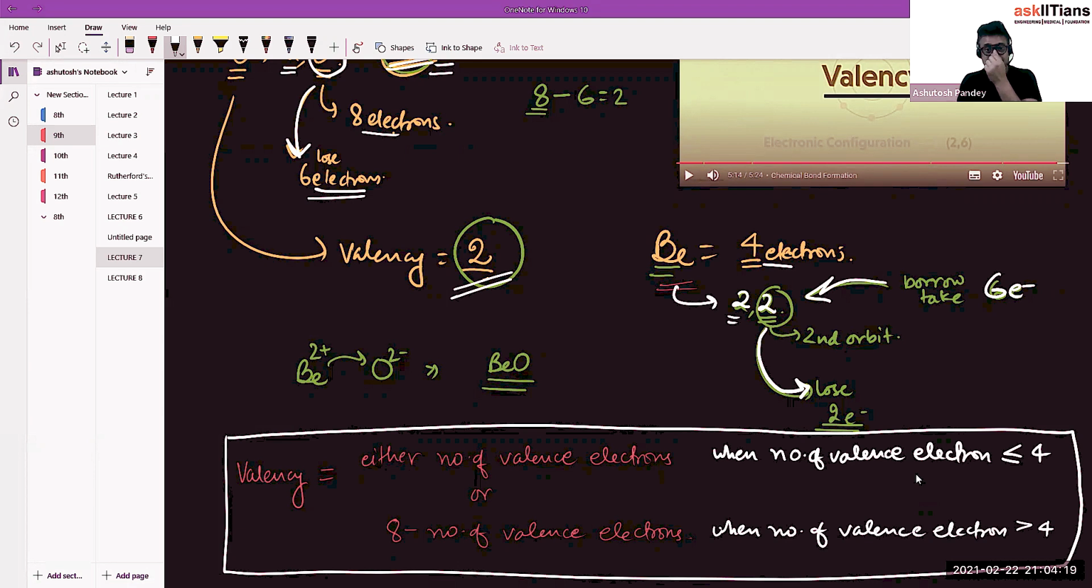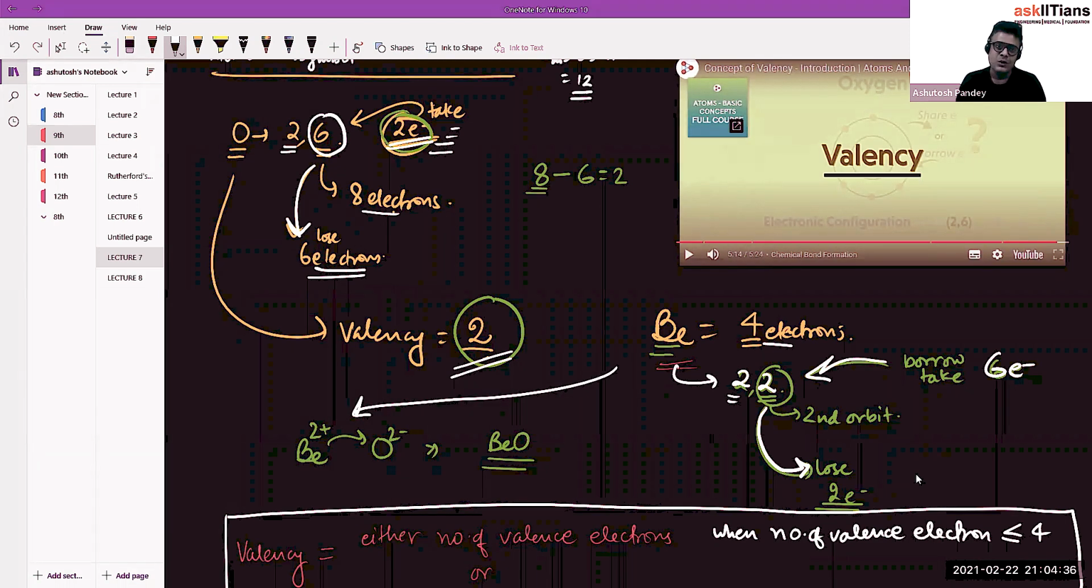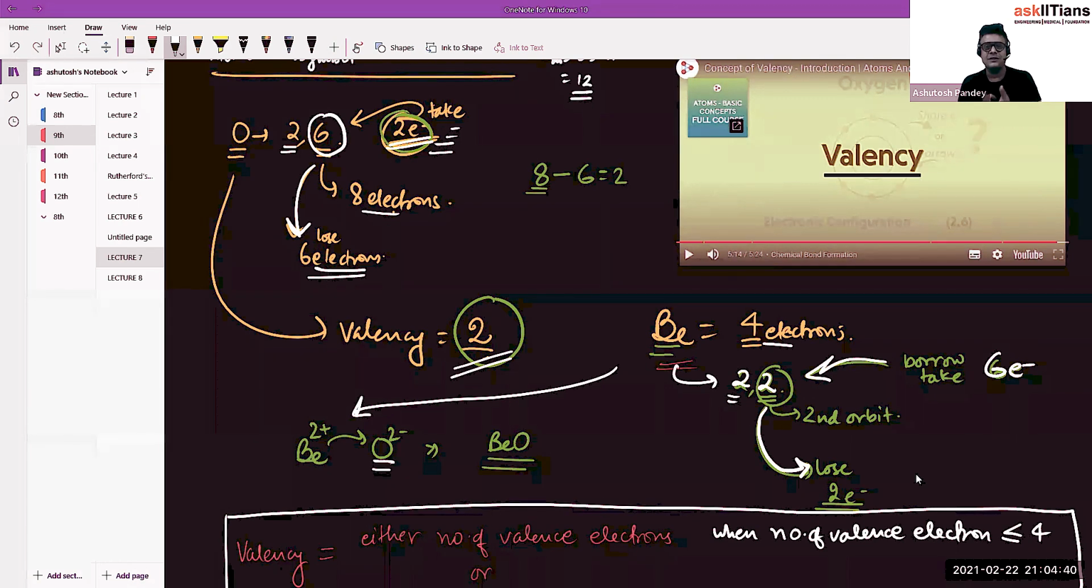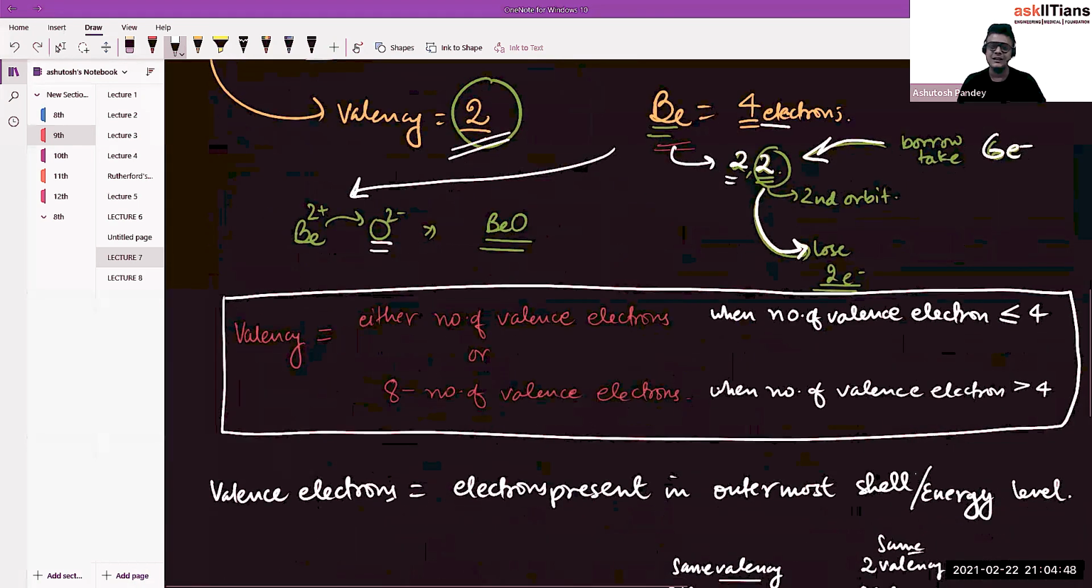So oxygen was taking 2 electrons, and that's how its valency was 2, and beryllium is losing 2 electrons, and it also has a valency of 2. After losing these 2 electrons, beryllium will form the Be2+ ion, and after taking these 2 electrons, oxygen will form the O2- ion. These 2 ions form an electrovalent bond with each other based on the charges, and that's how BeO, beryllium oxide, is formed.